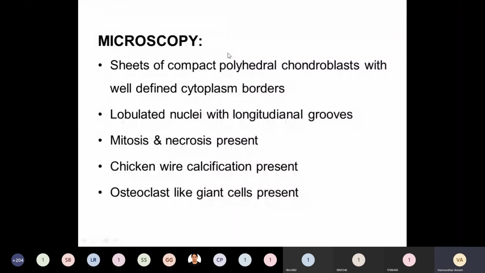On microscopy, you will be seeing polyhedral chondroblasts. Please note down this one. Polyhedral chondroblasts with well-defined cytoplasmic borders. The nucleus will have longitudinal grooves. Mitosis and necrosis are present. Underline this one: chicken wire calcification is present, and osteoclast-like giant cells are also seen.